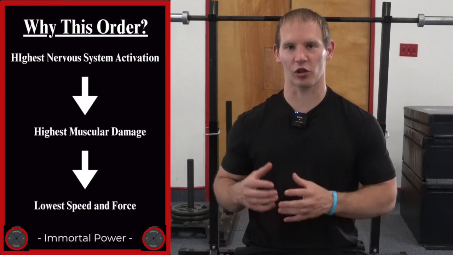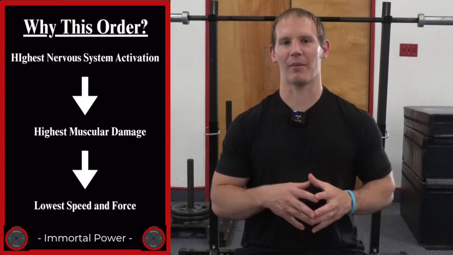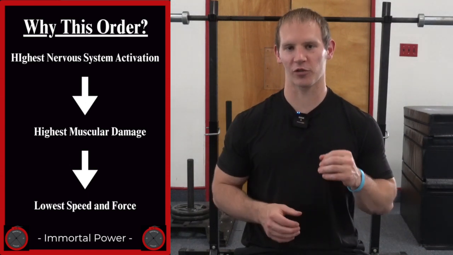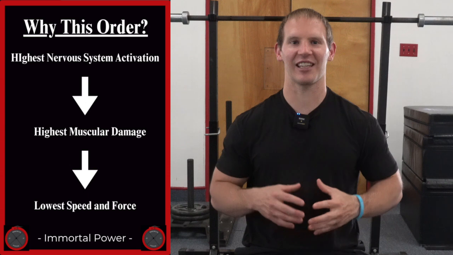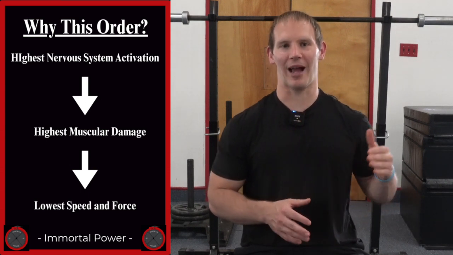So why is the order important and why this particular order? These are ordered based on the nervous system and muscular activation needed to perform each quality. We want to start our training with the highest nervous system activation qualities, followed by muscular damage, followed by low force producing activities. This allows us to get the most out of each quality while minimally impacting the qualities that come after it. Let's cover some examples in each category and then dive deeper into how each one of these qualities impacts the ones after it and what it would look like to not use this order.